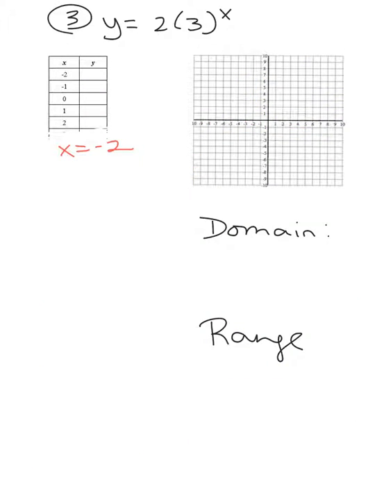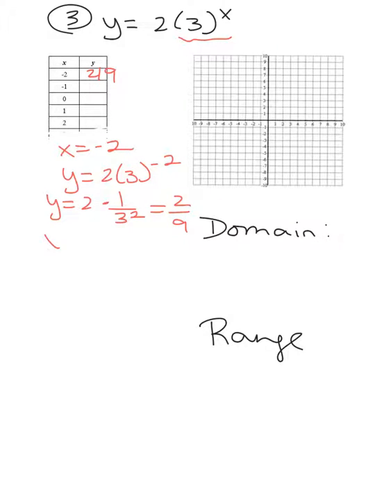Our next function says y is equal to 2 times 3 to the x. So again, that x is only attached to that 3. So I'm going to substitute in my values. And I have y is equal to 2 times 3 to the negative 2 power. So that 3 is going to come to the other side, and that negative 2 is going to become a positive 2, so I'm left with 2/9.